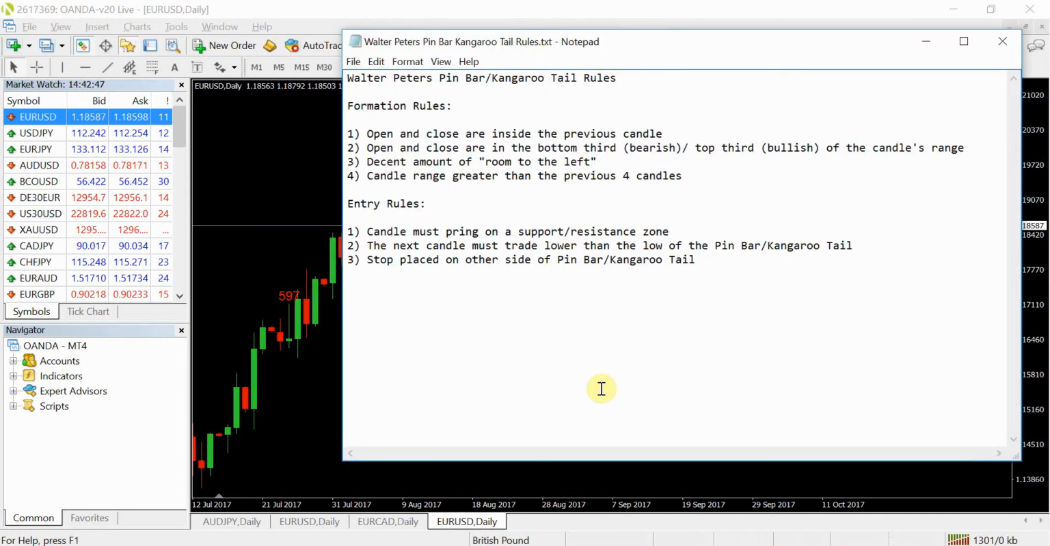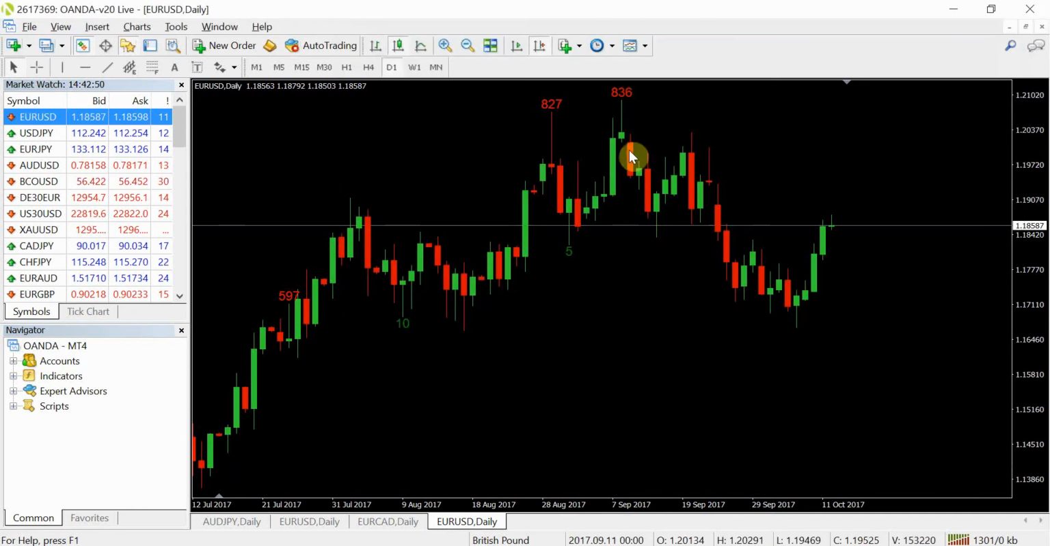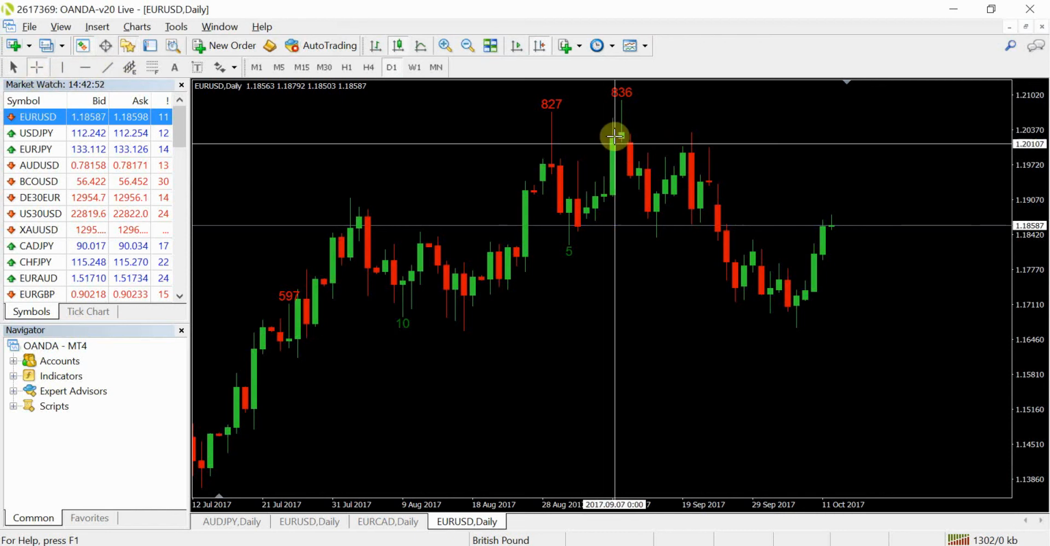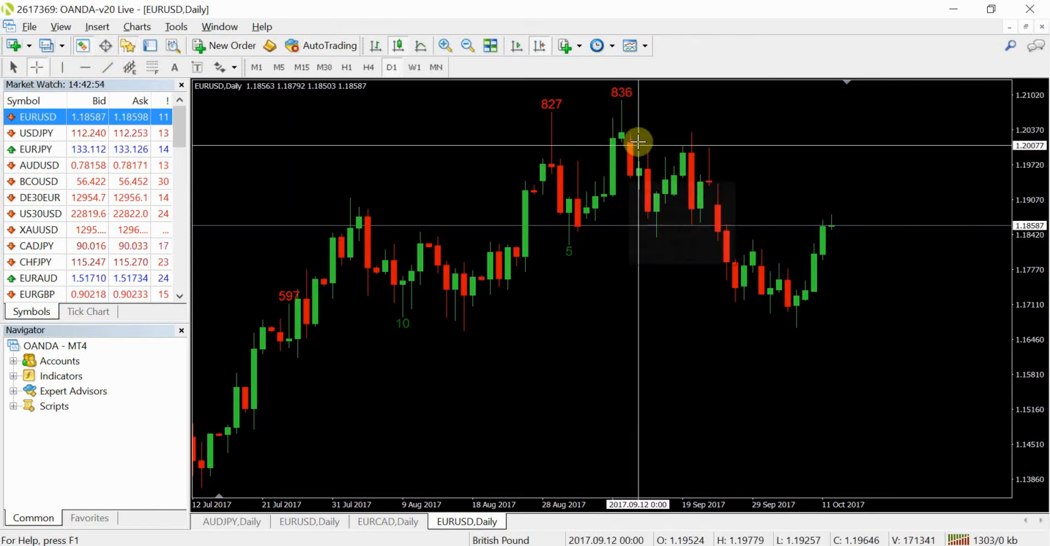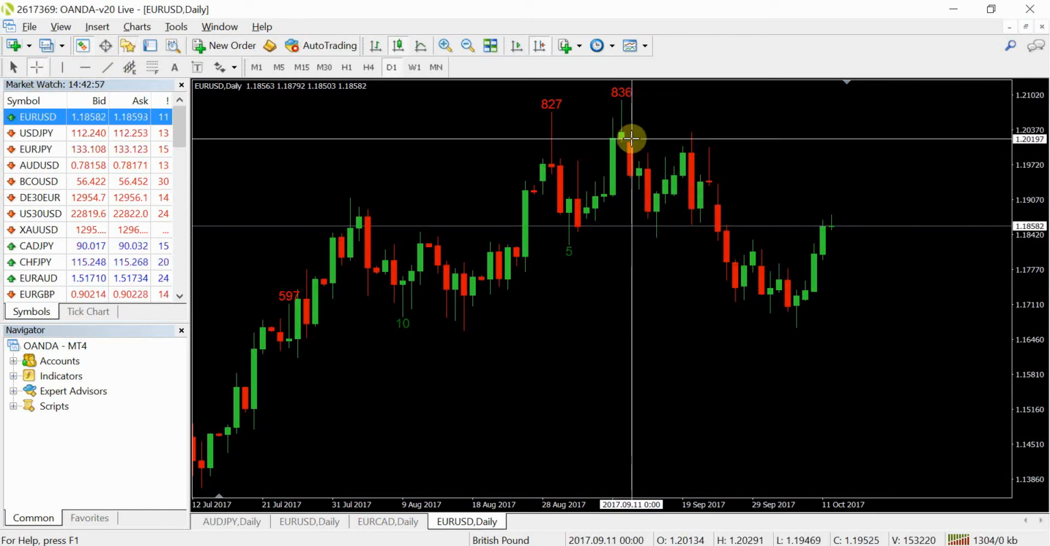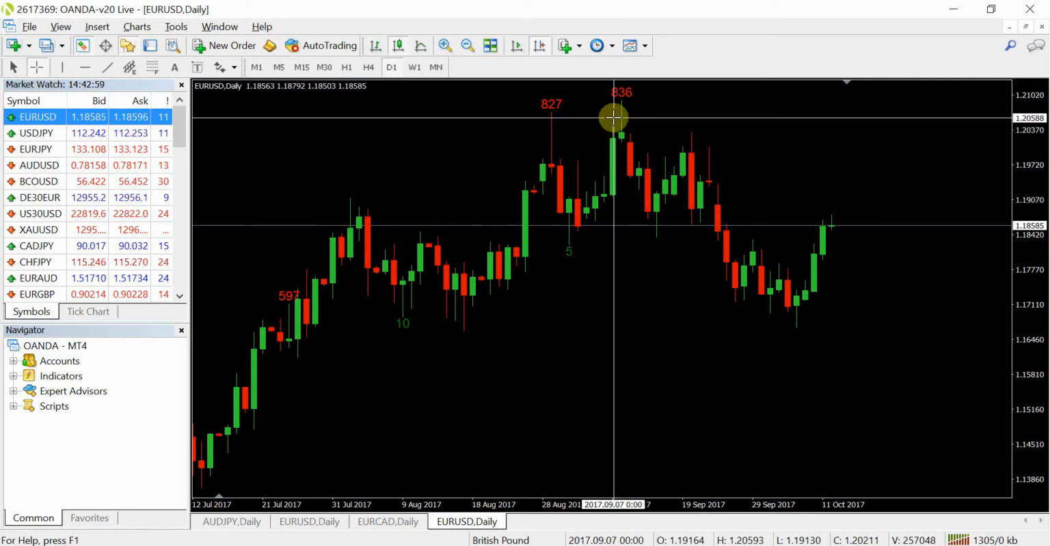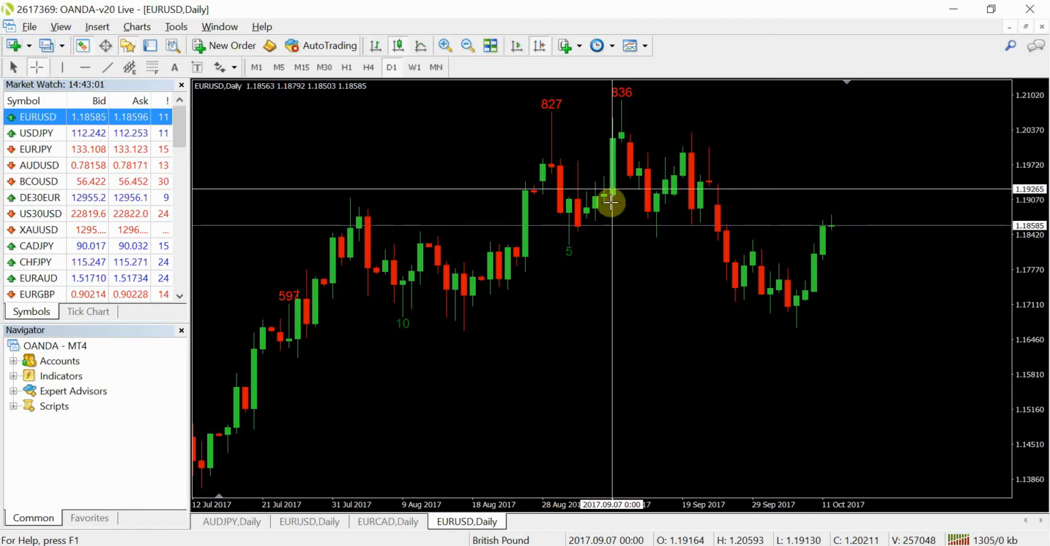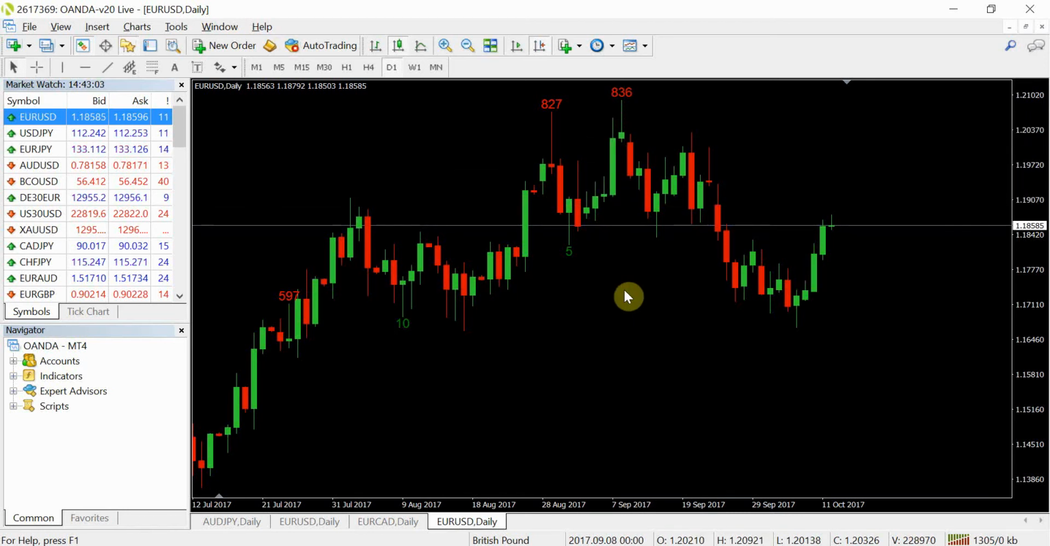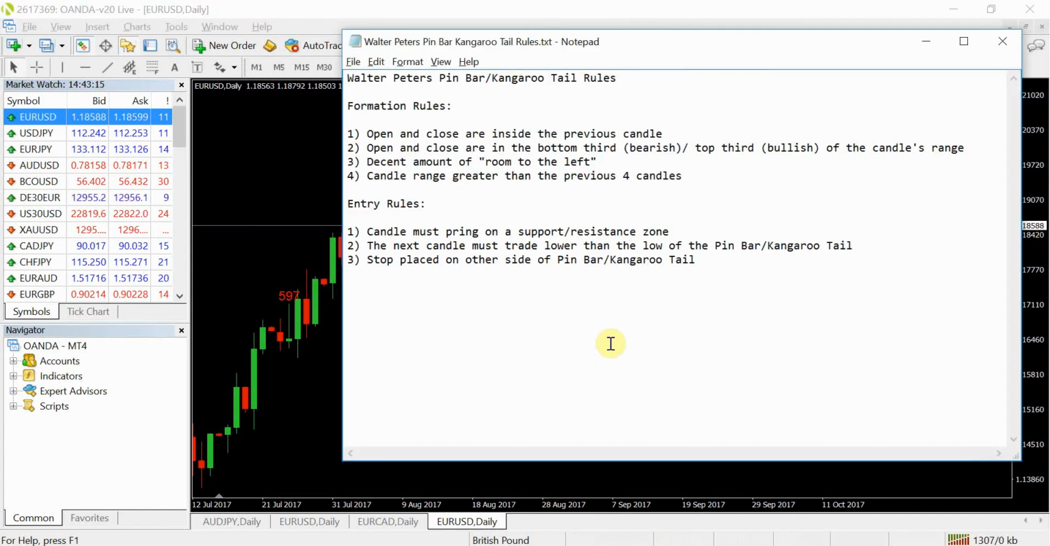So the open and close are inside the previous candle. If we look at this candle over here, you can see that the open and the close are within the range of the previous candle. That is the first rule that Walter has come up with to classify a pin bar. And as you can see, all these ones here, the open and the close are all inside the range of the previous candle. And that is coded into the indicator. There's no flexibility within that.